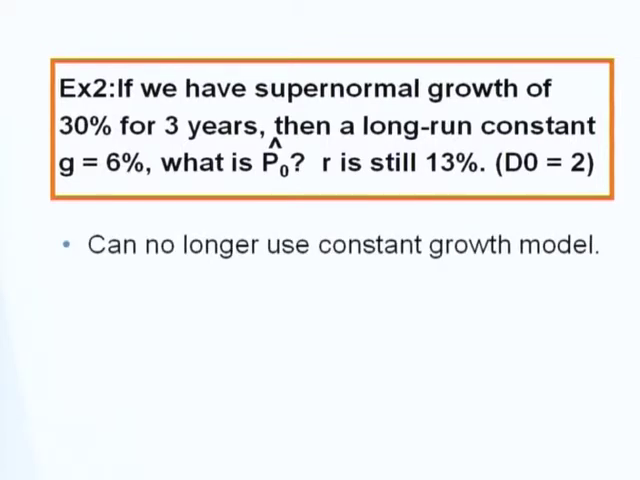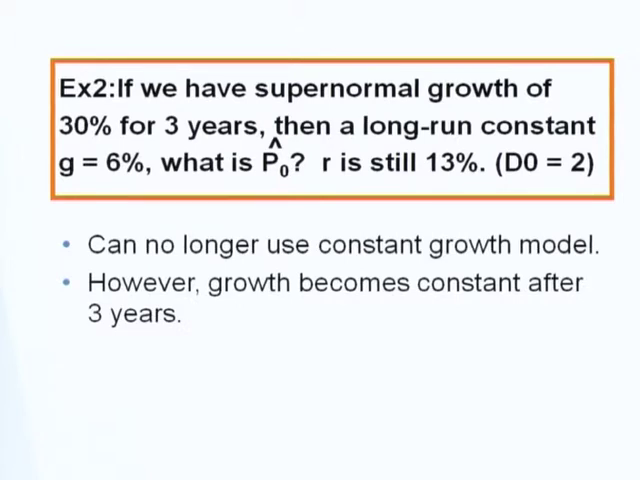You cannot use the Gordon-Growth model because G is not constant forever. However, growth becomes constant after year 3. So after year 3 you can use the Gordon-Growth model, because G is constant at 6% from year 3 to forever, and Rs at 13% is greater than G. So after year 3 until infinity, you can use the Gordon-Growth model to find P3.